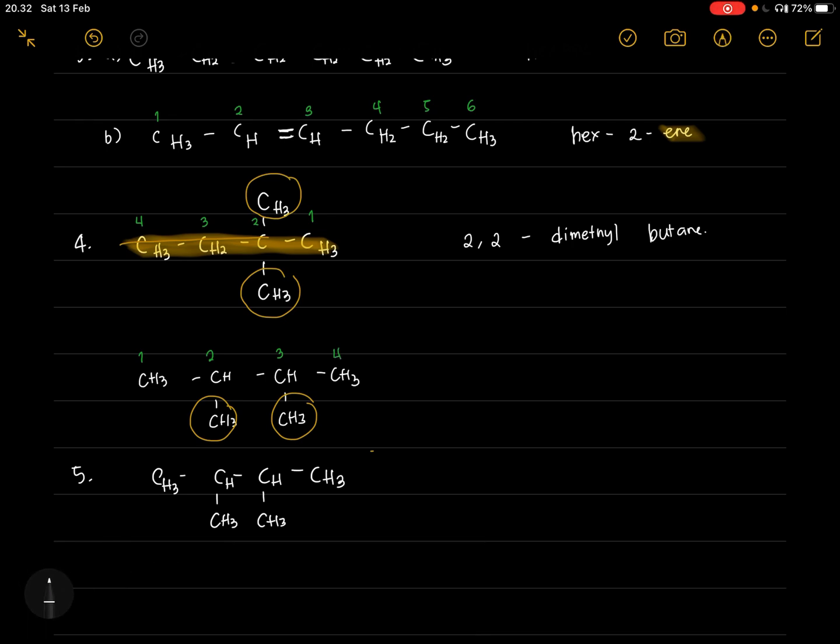That's why the name here would be 2,3-dimethyl butane. Okay, so this one is in number 4. How about in number, oh yeah, already done in number 5. So this one is the 2,3-dimethyl butane.